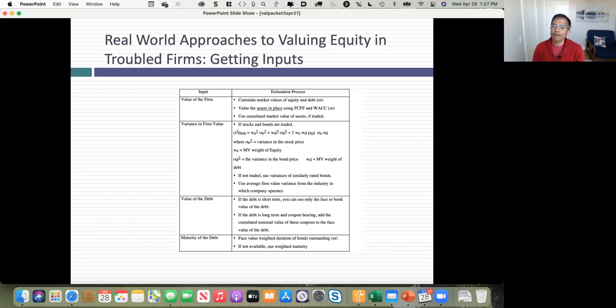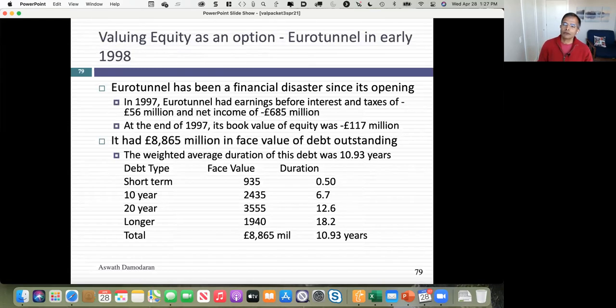If I can do that, I can essentially value any troubled company. So I'm going to try this on a company called Eurotunnel. Have you heard of Eurotunnel? It's a hole in the ground that connects the UK to France, where cash goes in but never comes out.